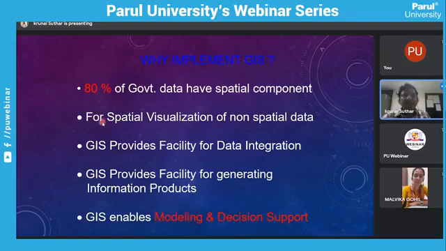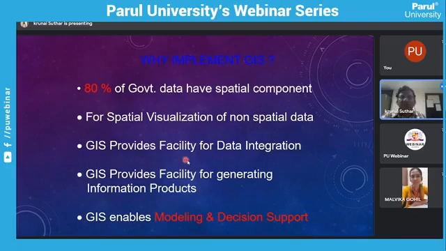Second is the spatial visualization of non-spatial data. Here the attribute data is known as non-spatial data. So non-spatial data I can see on the map. So spatial information, spatial maps provide me information about the non-spatial data.